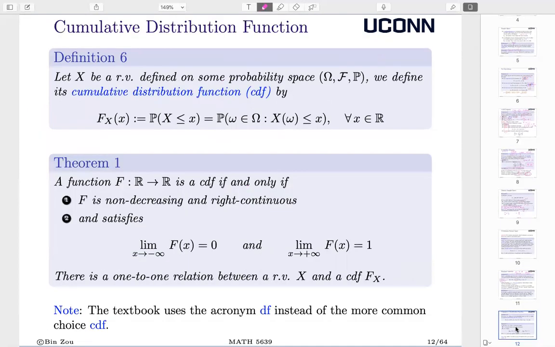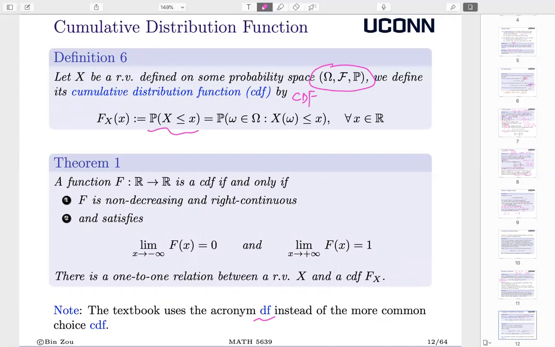So then we define, once we have a random variable and this probability space, we can define the cumulative distribution function. I use CDF. The textbook actually uses DF, which is slightly less common than CDF. CDF is more common, so we call it CDF. Here I use a lowercase letter. Some people may use capitalized, it's the same thing. So the CDF of a random variable is nothing but the probability of it being less than or equal to the given level. So the CDF is a function.